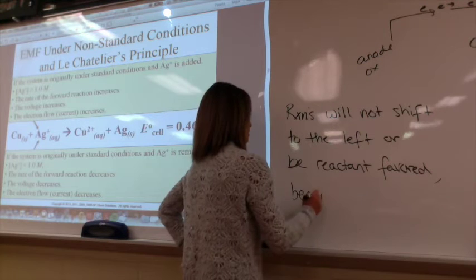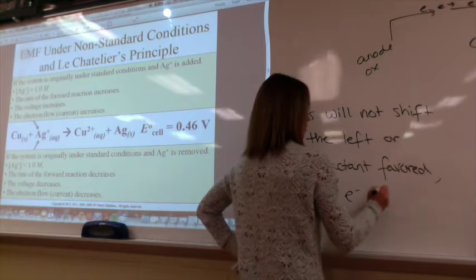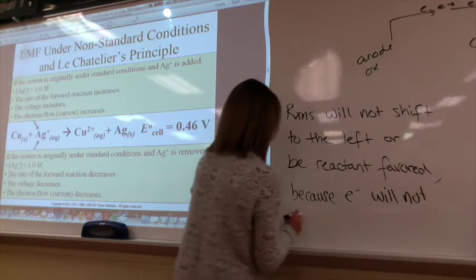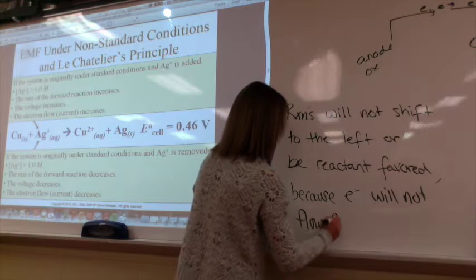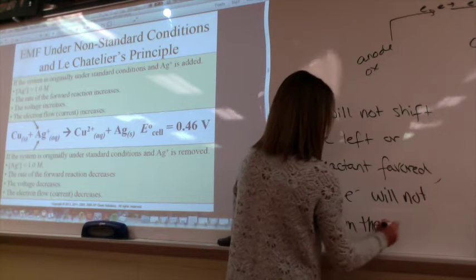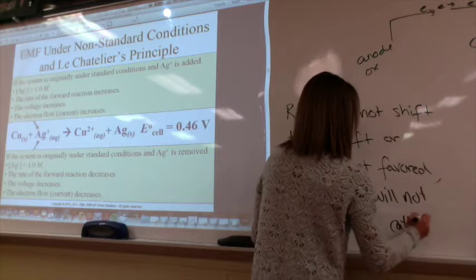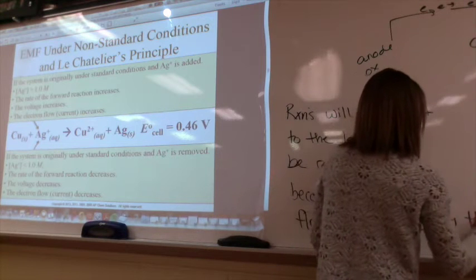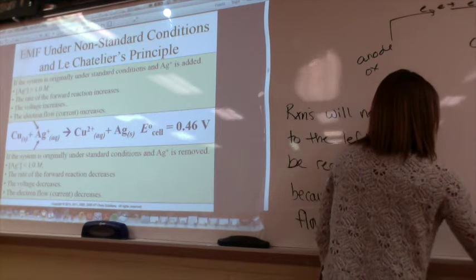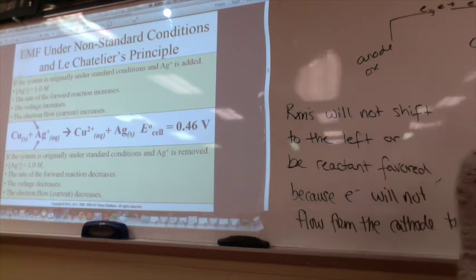Because electrons will not flow from the cathode to the anode. It's just not going to happen.